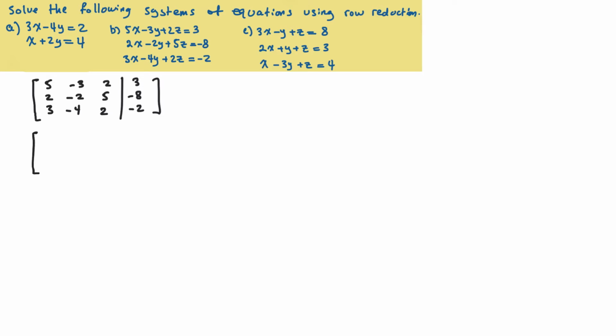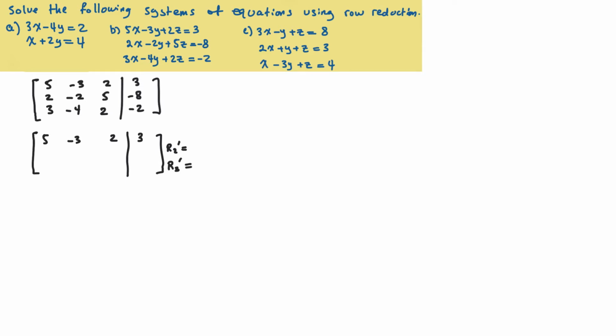So first of all, let's write the first row. I'm going to keep the first row the same. You can always interchange the rows as well, but in this case, I'm going to keep it the same. 5, negative 3, and 2, and 3. Row 2 is going to change because I want to make that first value 0, and row 3 is also going to change. For row 2, when I look at the coefficients of these two, the lowest common multiple is 10. So I have to multiply row 1 by 2 and row 2 by 5.